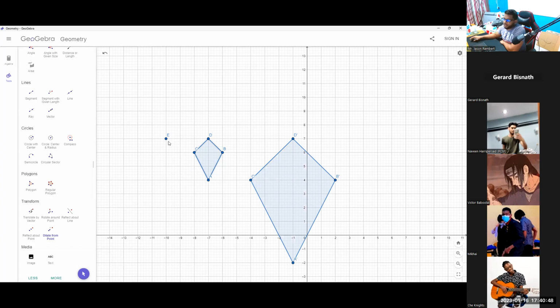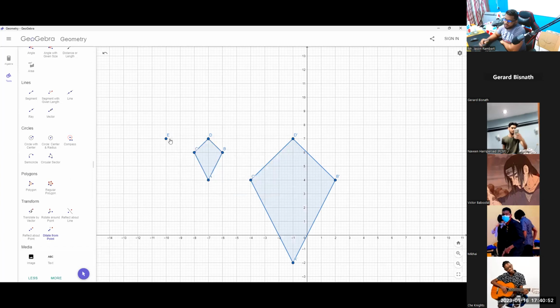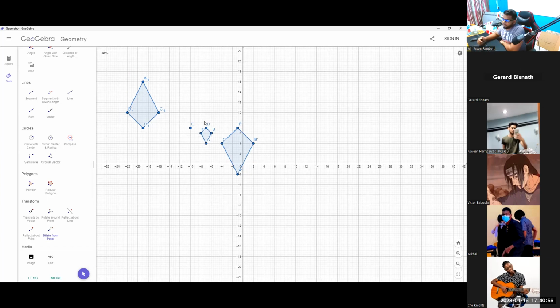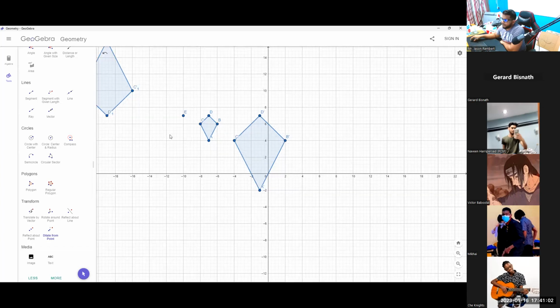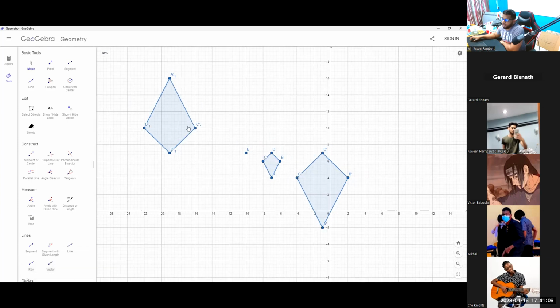If I dilate this from here with scale factor -3, where are we going? On the other side. So if it's on the same side of the center of enlargement, it'll be an enlargement with a positive scale factor. If it's on the other side, it's going to be a negative scale factor.